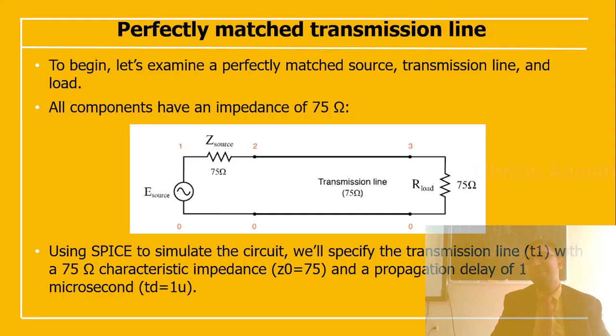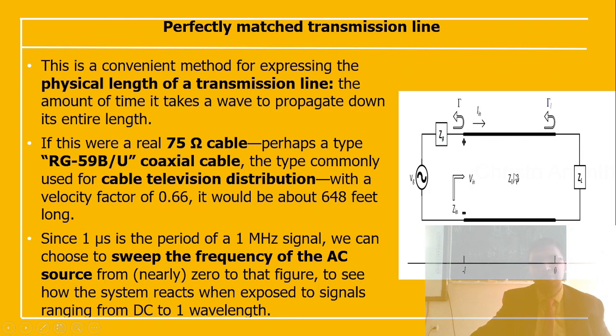So let us consider an example. We'll examine a perfectly matched source, transmission line and load. Here you see the source impedance 75 ohm, transmission line impedance of 75 ohm, and the load of 75 ohm. Using the simulation software SPICE, we'll specify a transmission line T1 with a 75 ohm characteristic impedance, which means Z0 is equal to 75 ohm, and a propagation delay of 1 microsecond. This is how you specify the physical length of the transmission line, that is the time taken by the wave to propagate down the entire length.